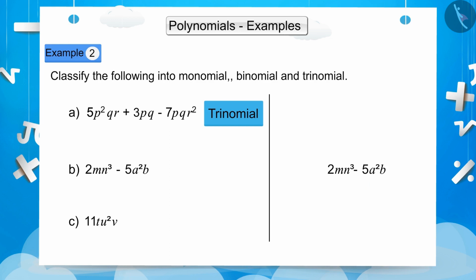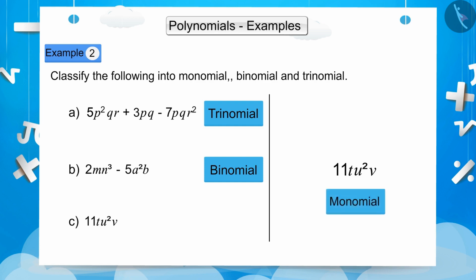In the given expression, there are 2 types of terms given, in which the first term is 2mn cube, and the second term is minus 5a square b. Therefore, it is a binomial. This given expression has only one term, which is 11tu square v. Therefore, it is a monomial.